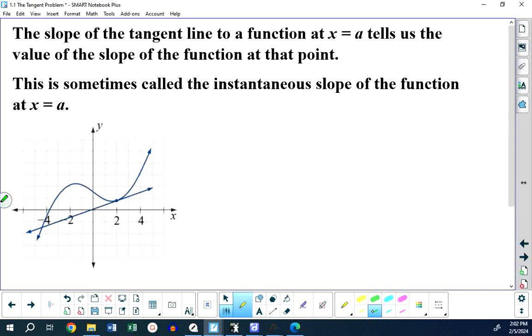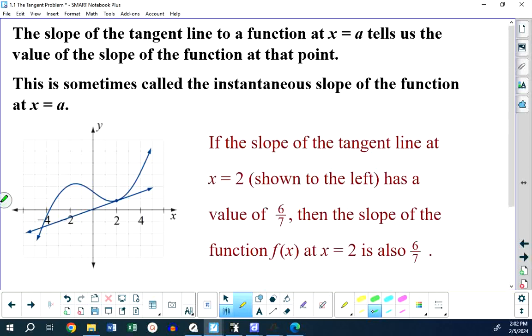More specifically, to drive home the point that's at the top of the page, if we go back to this diagram, and I told you that that line has a slope of 6 over 7. Ignore the curve. I'm telling you, I determined the slope of that line, and it happens to be 6 over 7, which is just a made-up thing. Then what that means is 6 over 7 is also the slope of the function at that point.